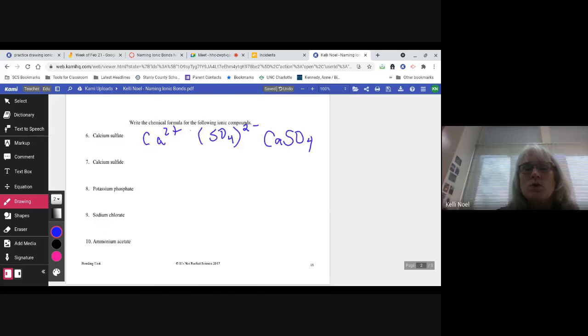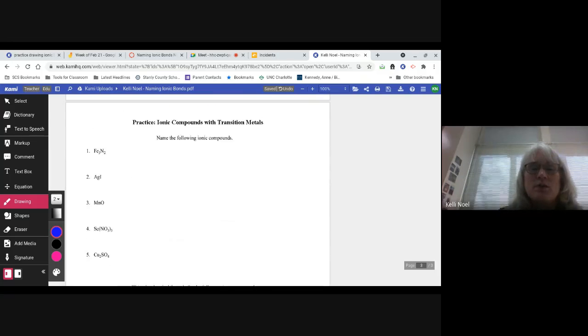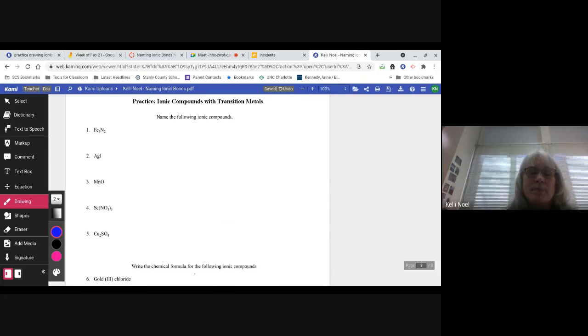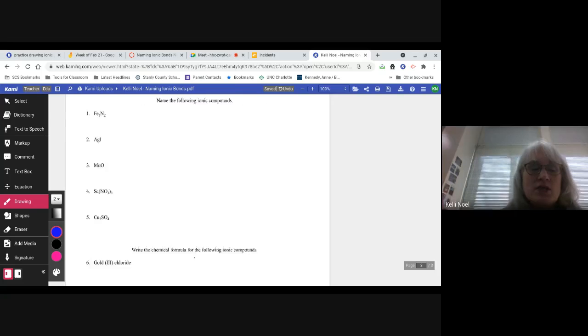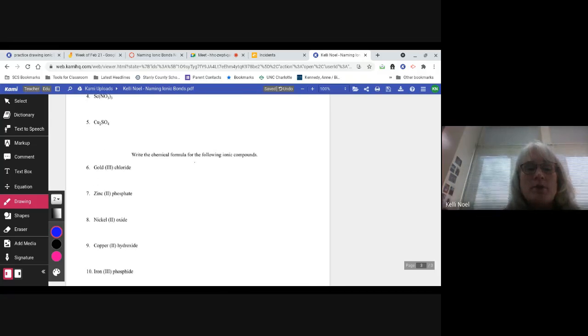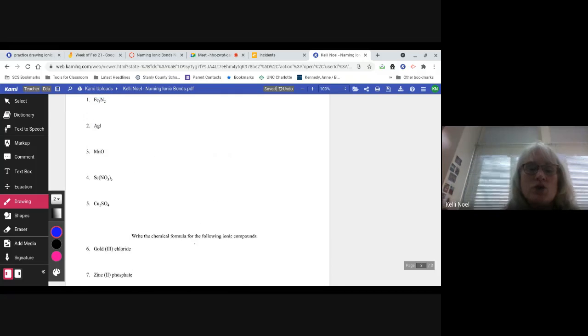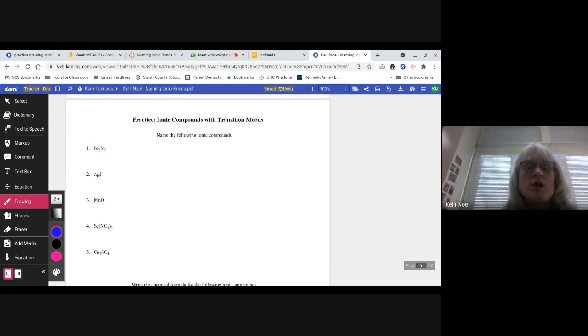Now, this last one is the transition metals. And again, the 6 through 10, you may be able to do real easily because you know the Roman numerals. You may struggle up here. And if you're not sure what the Roman numeral is, just put parentheses there with nothing in it. So I know that you know something is supposed to go there.